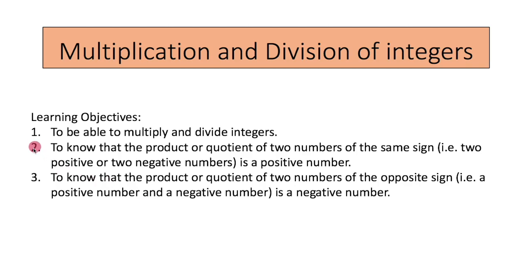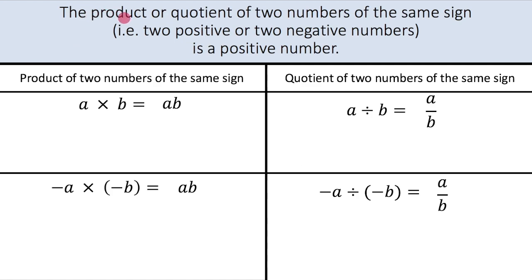Let's start by going through learning objective 2, which says, the product or quotient of two numbers of the same sign, i.e. two positive or two negative numbers, is a positive number. Okay, let's break that down. So we know that the word product just means the result of multiplying two numbers together. So A times B, the product of that is AB.